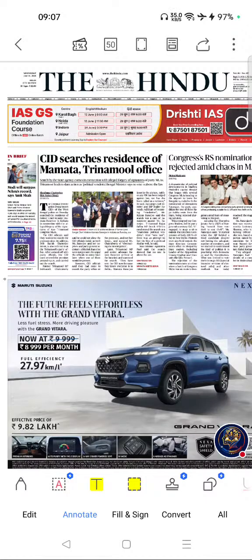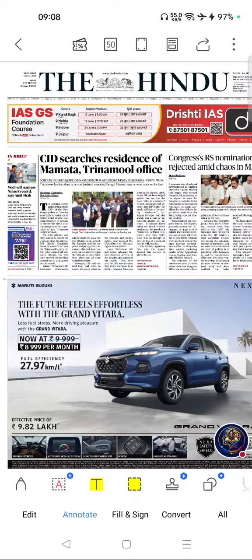Welcome to today's complete newspaper analysis. Welcome to today's complete page-wise analysis of The Hindu newspaper dated 10th June 2026.